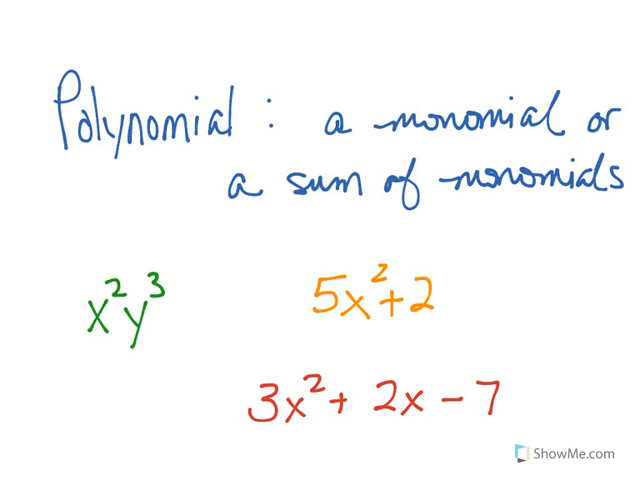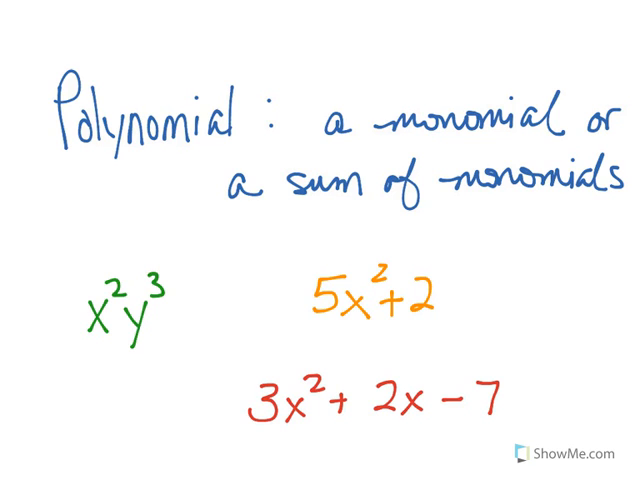A polynomial is a monomial, or it's a sum of monomials. So a polynomial could be the monomial x squared y cubed. It could be the sum of two monomials, 5x squared plus the constant monomial 2. Or another example of a polynomial is 3x squared plus 2x minus 7.